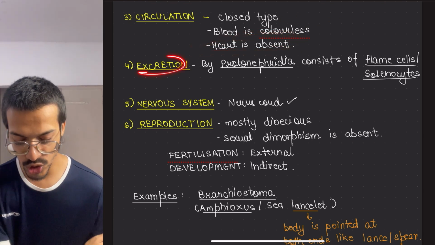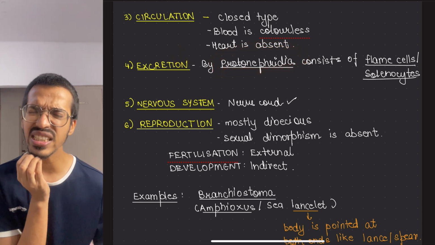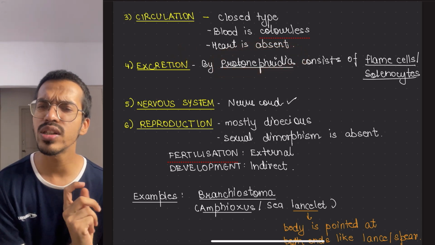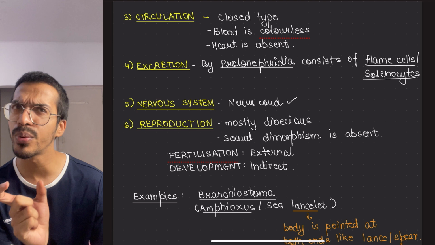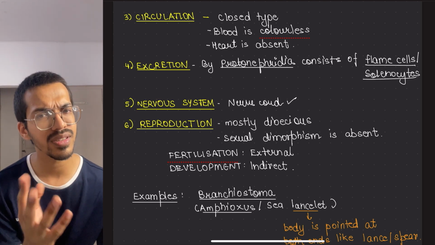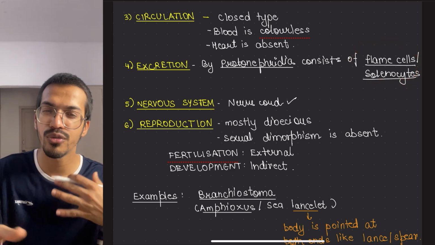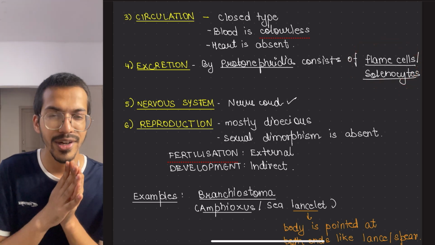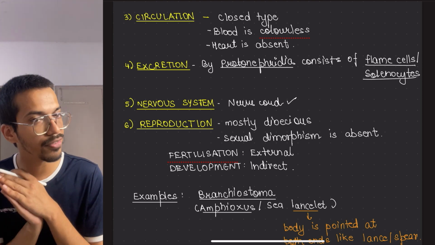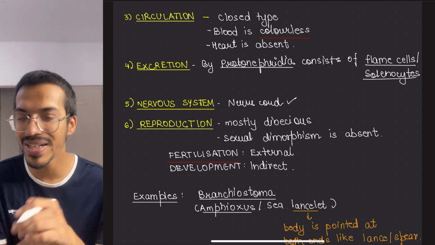Then comes excretion. They have protonephridia. This is an important thing. What is protonephridia? Proto means primitive to nephridia. What is primitive to nephridia? Flame cells, which are also called solenocytes. A lot of flame cells come together and form this protonephridia, which is primitive to the nephridia. Tell me in the comment section where we have studied nephridia, which phylum it belongs to.